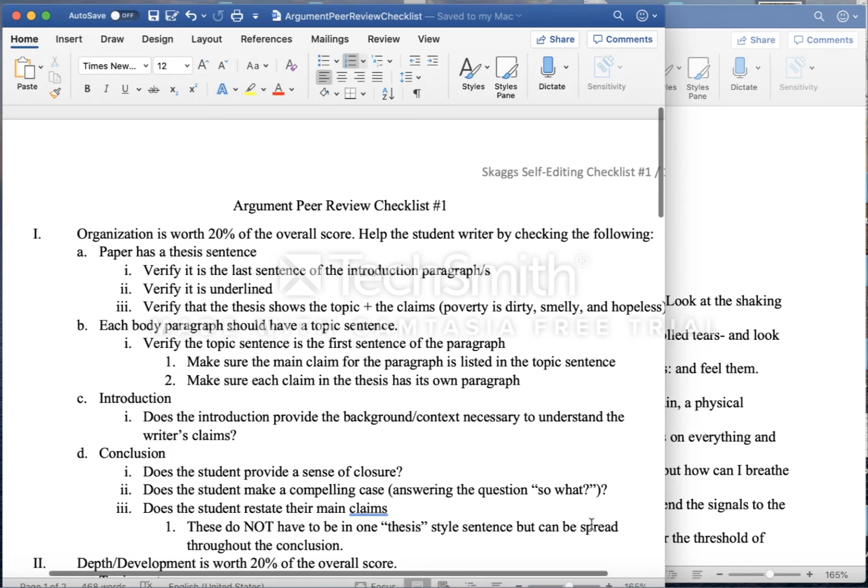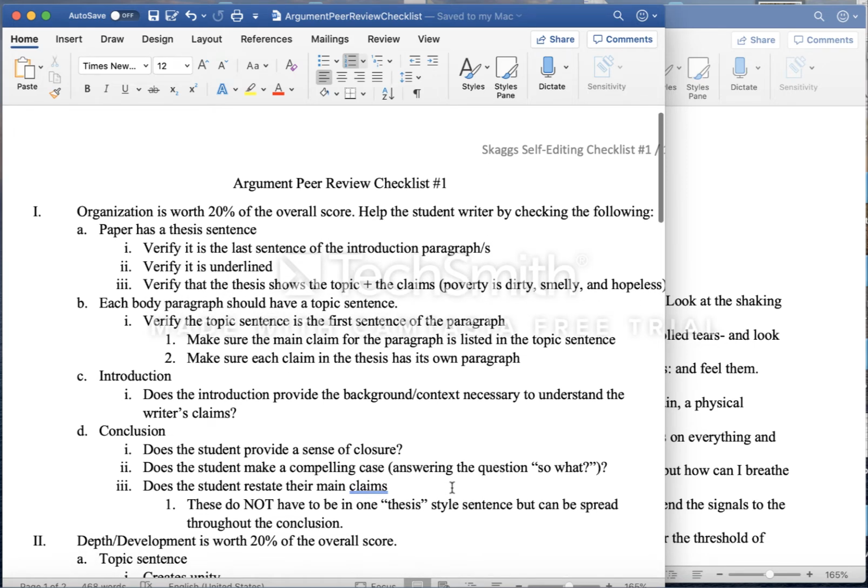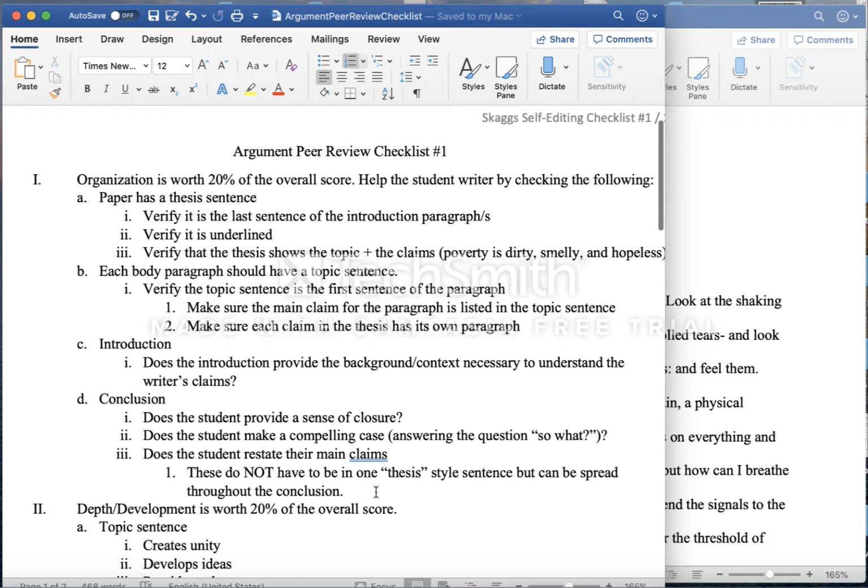And then the conclusion should give a sense of closure. Does the student make a compelling case? Compelling just means, did they explain so what? Why does it matter? These things matter if people have a stereotypical viewpoint of us, and so your job in the conclusion is to demonstrate that. Does the student restate their main claims? These do not have to be in a thesis-style sentence, so it doesn't have to be one sentence, but they should be in some way alluded to in the conclusion. So let's look at the sample.